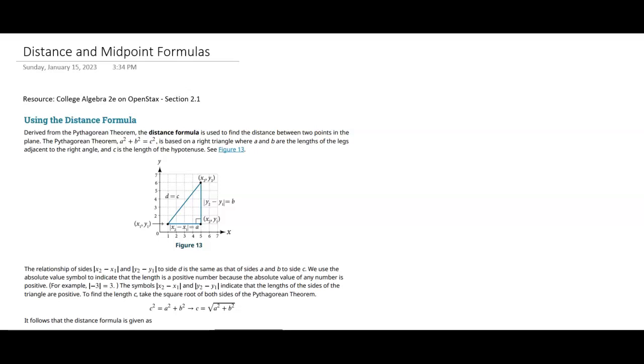In this video, we're going to look at two important formulas in the coordinate system. The first is the distance formula, and then the second is the midpoint formula. So the distance formula is based on the Pythagorean theorem.